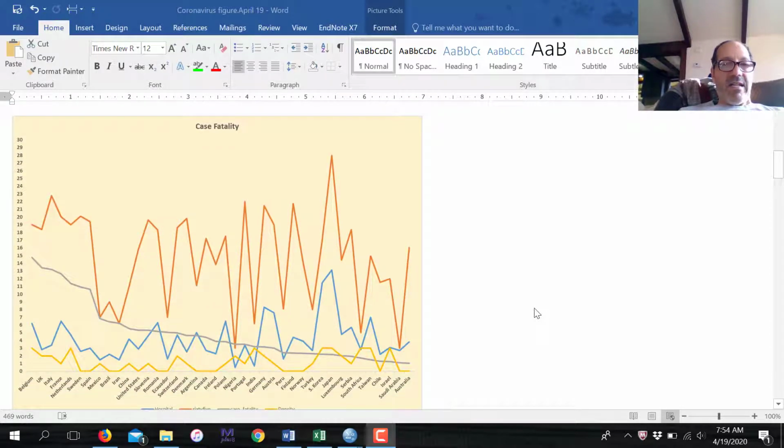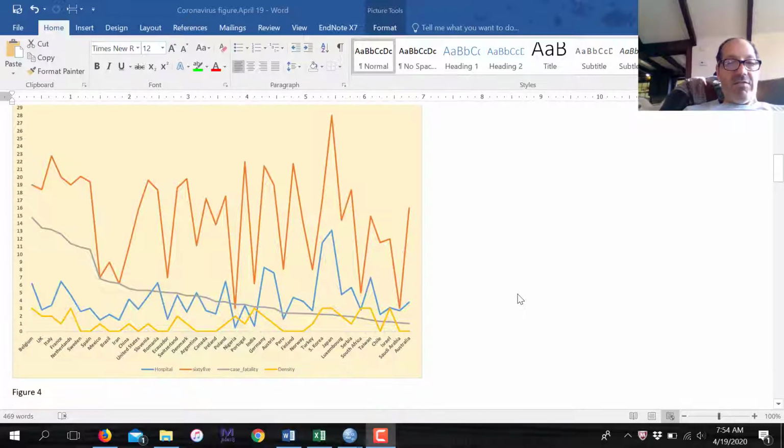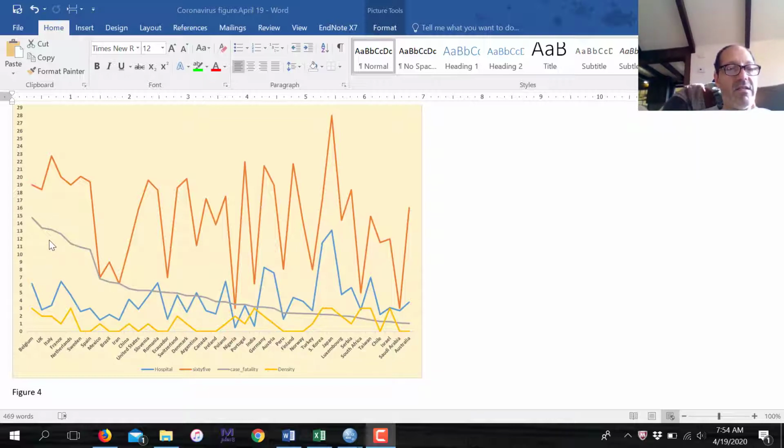So my figure looking at case fatality related to hospitals per 100,000 and population density and proportion of the population 65 and above. I added some more countries today, so I'm at like 44 different countries now. So this is getting more and more clear as we add more countries to this. So this is the case fatality, keeps on going down. Case fatality is the number of deaths from coronavirus divided by the number of cases of coronavirus. So it tells you basically the probability of dying if you get this.